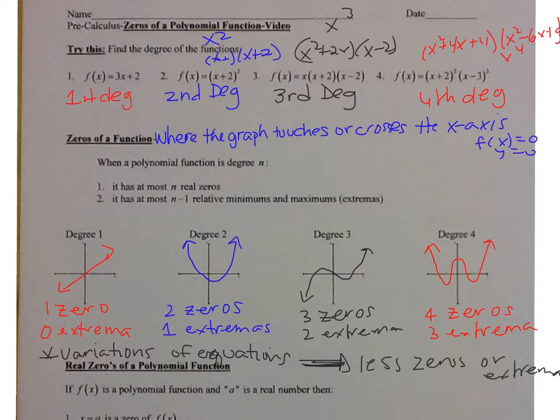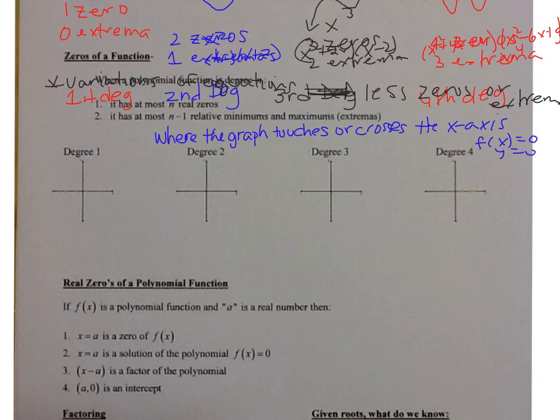So for instance, you can have a degree 2 polynomial that looks like this, that comes down and hits the x-axis one time. So we know a parabola is an x squared. So this has a degree of 2, but it doesn't have 2 zeros. It only has 1 zero. Okay, so what it means is it has at most 2 zeros. Could have less. All right, so it depends on what the equation is. All right, so let's move on down.